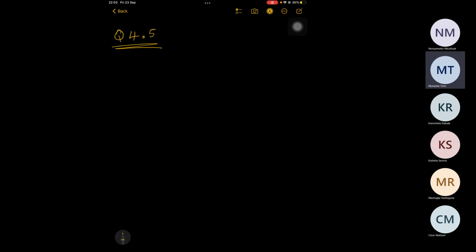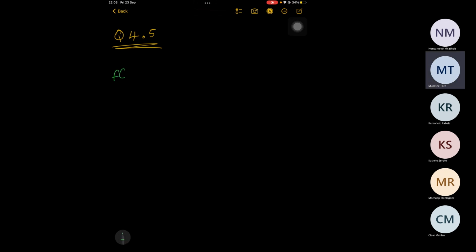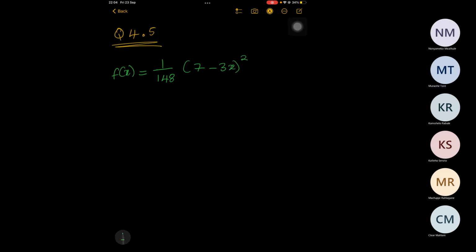So the function of x is going to be equal to 1 over 148 into 7 minus 3x squared, of which the values of x are in between 2 and 6.